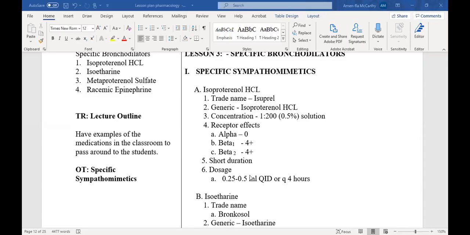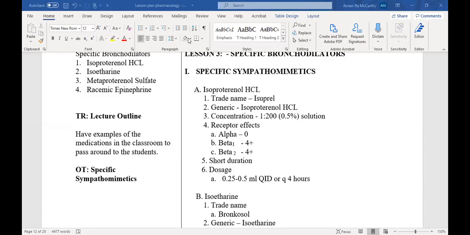So let's see here. Ms. Rose, do I have good bronchodilation with isoproterenol? Yes, because beta 2 is bronchodilation and it's +4. It's the most you can get. So I'm going to have excellent bronchodilation with isoproterenol, right?